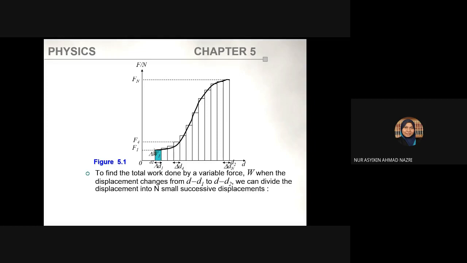So contohlah force yang berikan banyak ni, menggerakkan blok tu banyak ni. Kita bagi force lagi, then tambah lagi distance. Blok tu bergerak sini, sini, sini, sini, sini sampailah akhirnya delta D dengan menggunakan that force. To find the total work done by a variable force when the displacement changes from D equal to D1 to D equal to D2, we can divide the displacement into n small successive displacements.